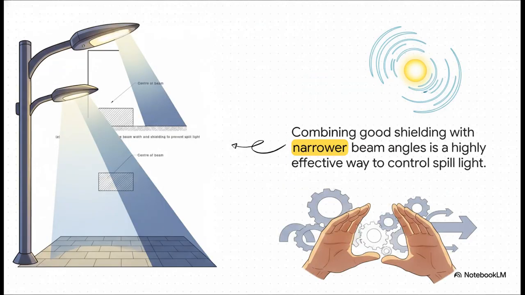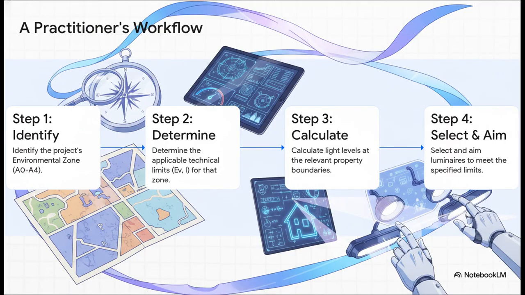This example really ties all those principles together. For lights that are mounted up high, combining good shielding with a narrower beam angle is a really powerful strategy. You focus the light only where you need it, and that dramatically reduces the chance of it spilling across the property line. So, to recap, here is your 4-step workflow.